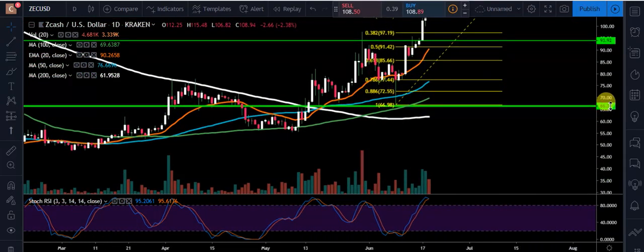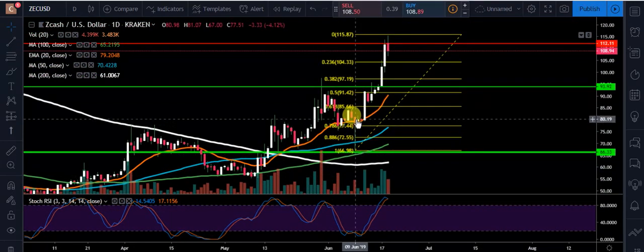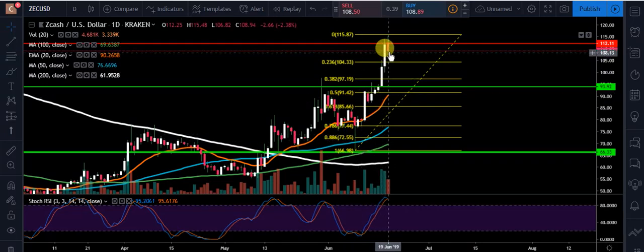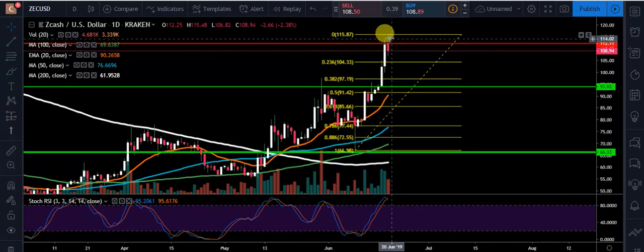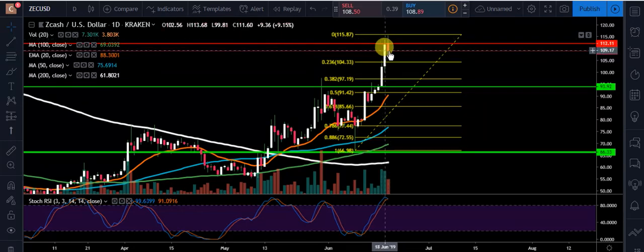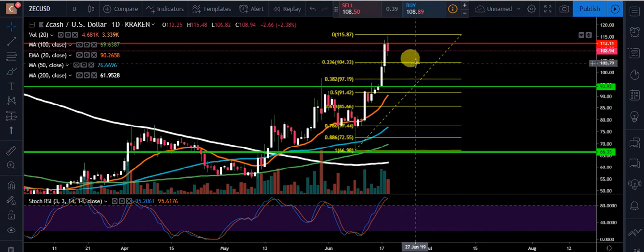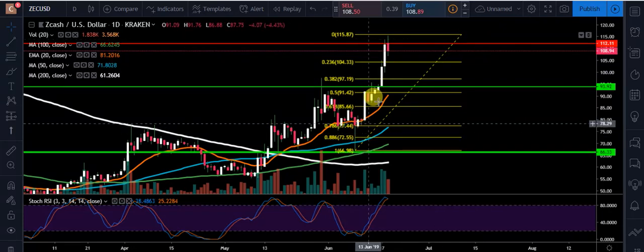But with Zcash here, I have my Fibonacci on, guys. We had this very long hammer candle right down here. We tested this 100-day moving average here, and then this was our move. We blasted off here, and what you're seeing now, this candle formation is a dark cloud cover candle formation as it stands right now. We have not had the close for the day yet, so that's something that we have to pay attention to. But to the downside, the 0.236 is going to be at 104.33, and then it's going to be at 0.382 around that 97.19 that I'm going to be looking at for this retracement.